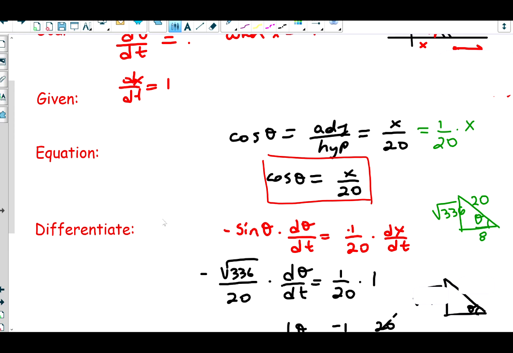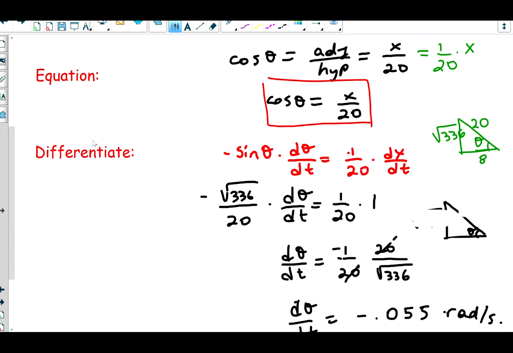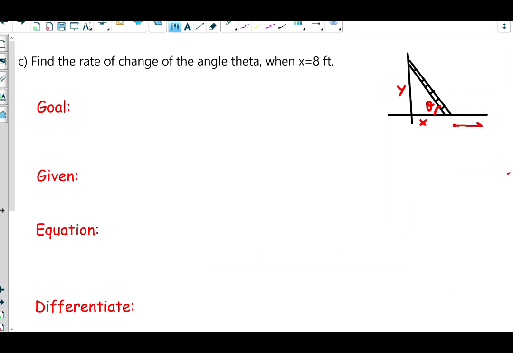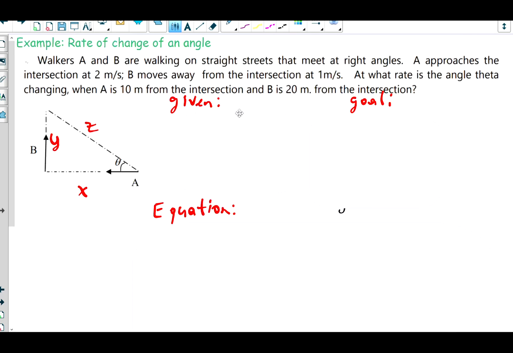Okay, we're going to solve one last example, another example on determining the rate of change of an angle. Give me one moment. All right, and here's one more example involving the rate of change of an angle.